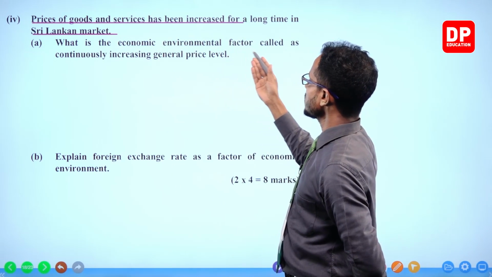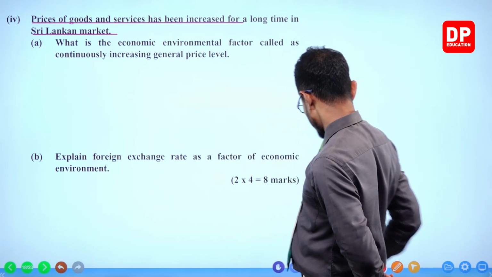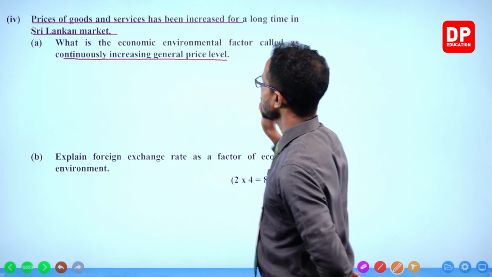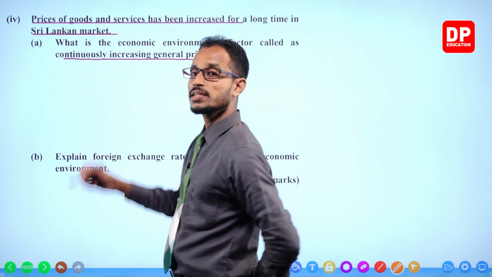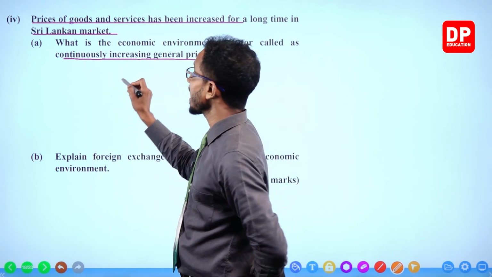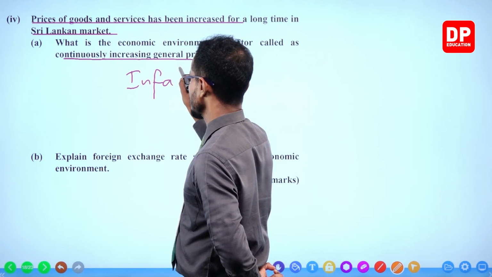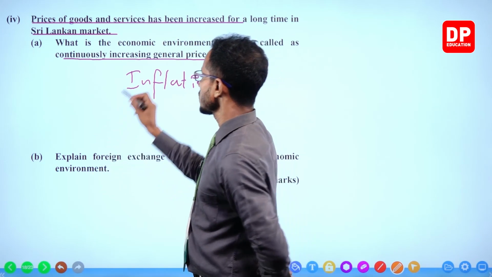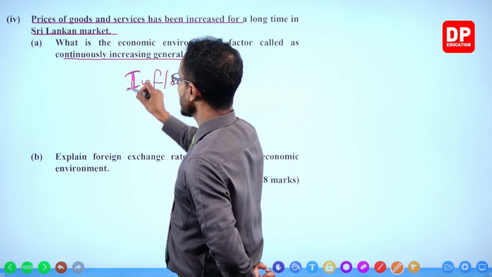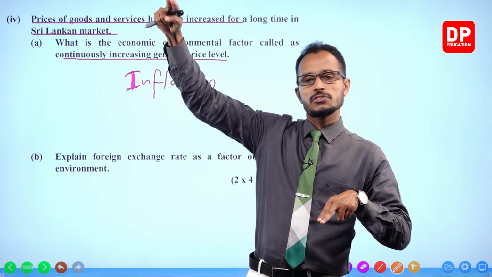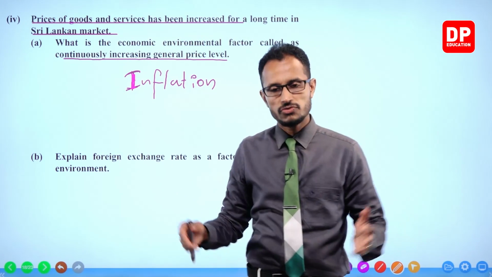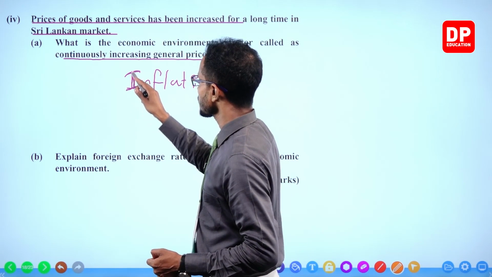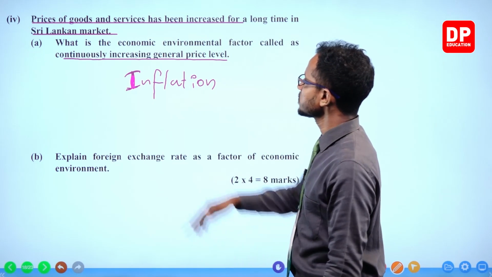What is the economic environmental factor called as continuously increasing general price levels? If you don't know, continuously increasing general price levels is called what in the economic environment? Inflation. Inflation is the name for continuously increasing price levels in an economy. Price of goods and services, continuously increasing. Got it? Inflation. Economic environmental factor.